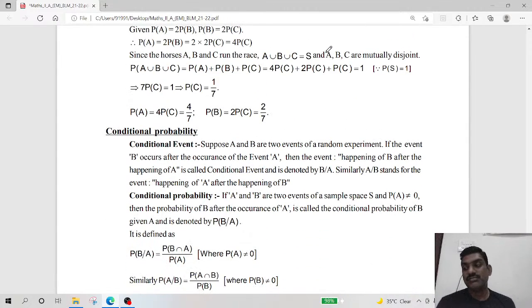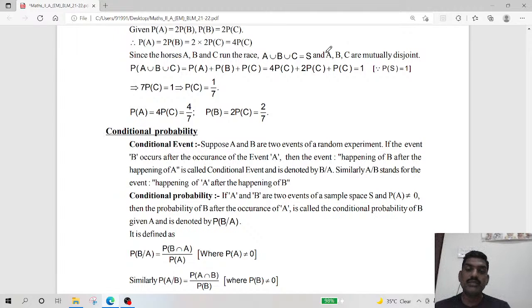Conditional probability. So, conditional event here. Suppose A and B are 2 events of a random experiment. If the event B occurs after the occurrence of event A, then the happening of B after happening of A is called a conditional event, and it is denoted by B by A. Similarly, A by B stands for the event happening of A after the happening of B. That is the conditional event.